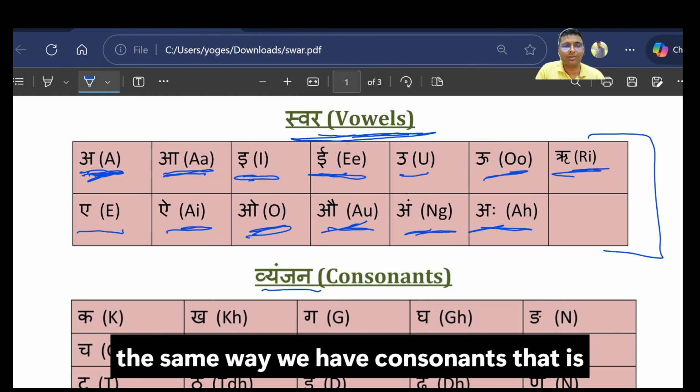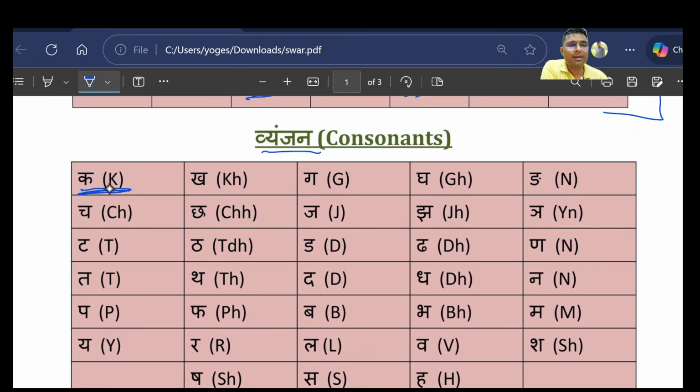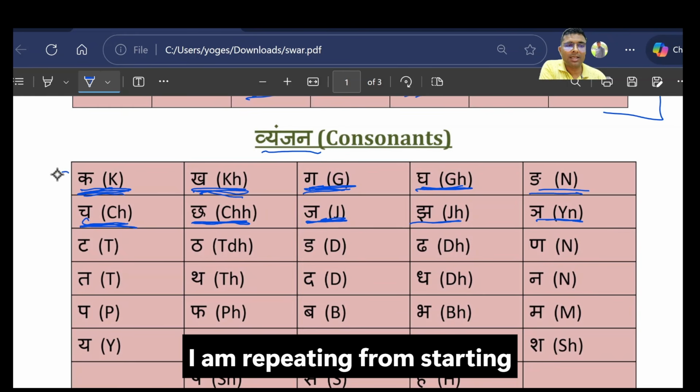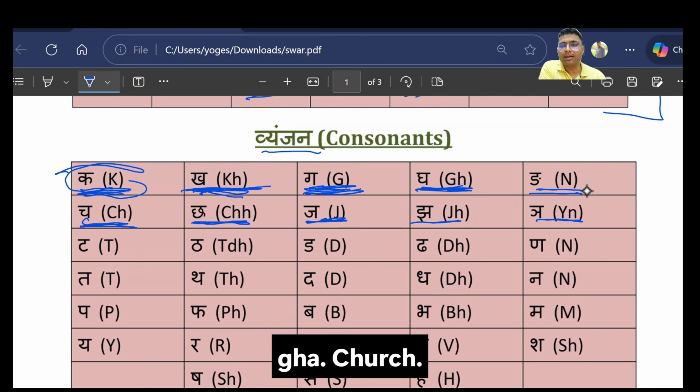After swar, we have consonants, which in Hindi are called Vyanjan. The first letter in Vyanjan is K. Next is K, then G, G, Ñ. K, K, G, Gh, Ñ. Then Ch, Ch, J, Jh, Ñ. I am repeating from the starting. K, Kh, G, Gh, Ng. Ch, Ch, J, Jh, Ñ.